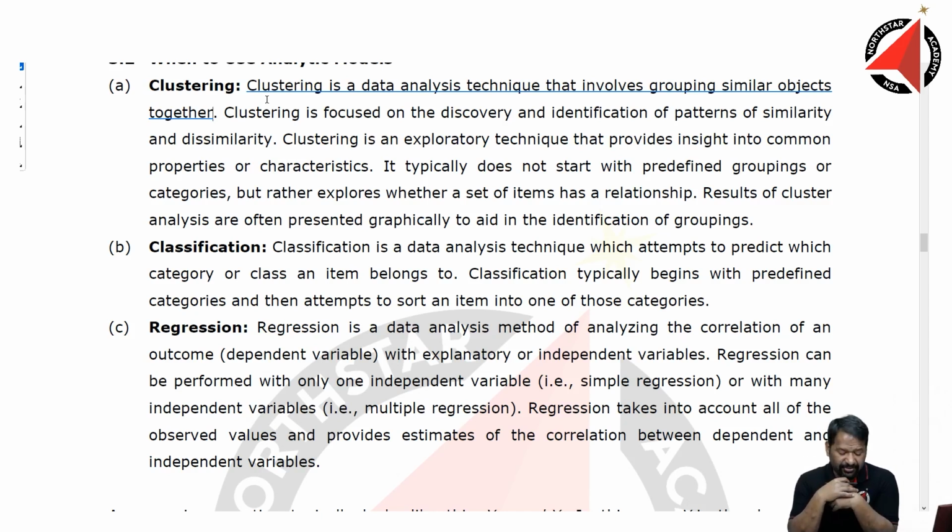Then we talk about classification. Classification is a data analysis technique which attempts to predict which category or class an item belongs to. So classification typically begins with predefined categories and then attempts to sort an item into one of those categories. So we classify, all the sales go together, all the purchases go together, and I hope you remember, accounting is an art of recording, classifying. So clustering is grouping all sales together, classifying, putting them in the sales ledger, all of them together.